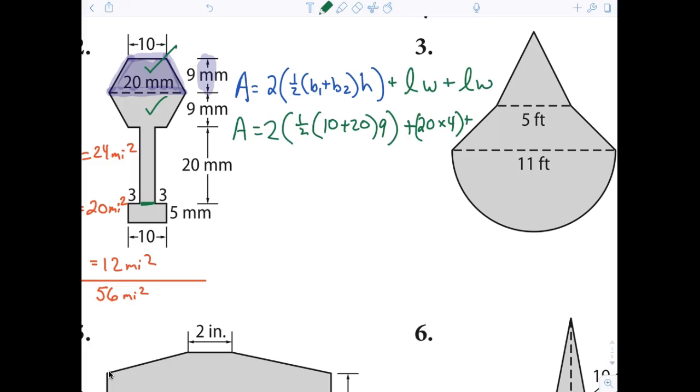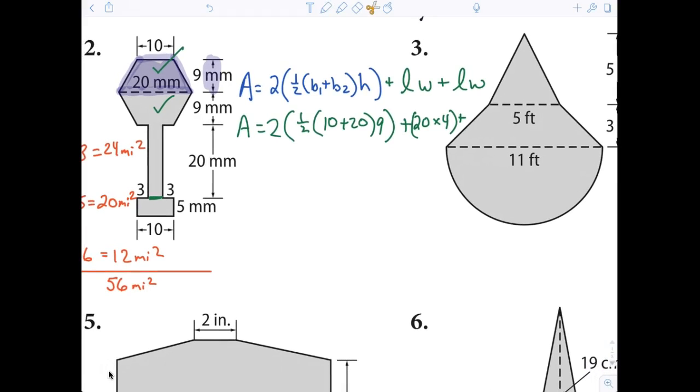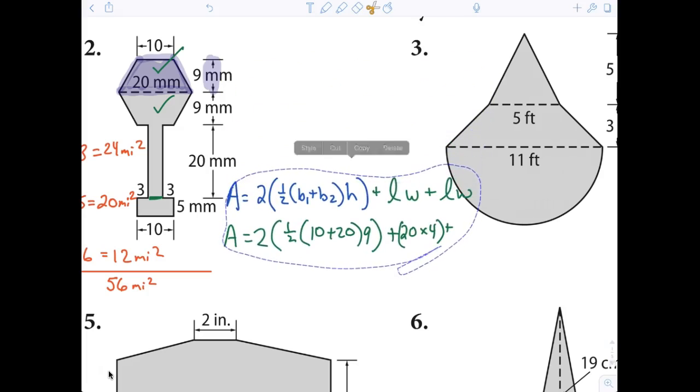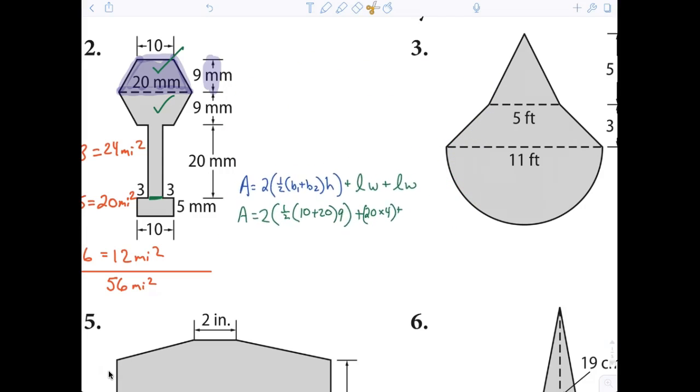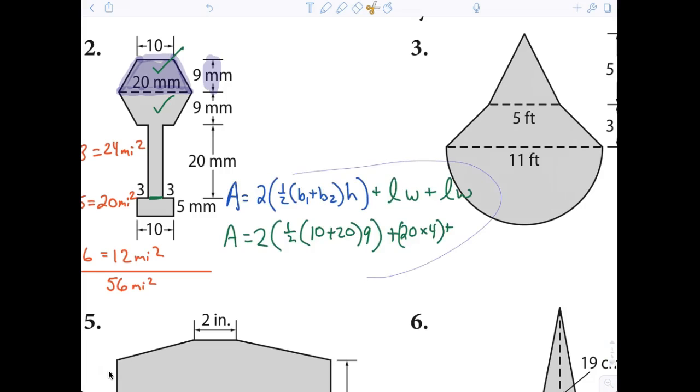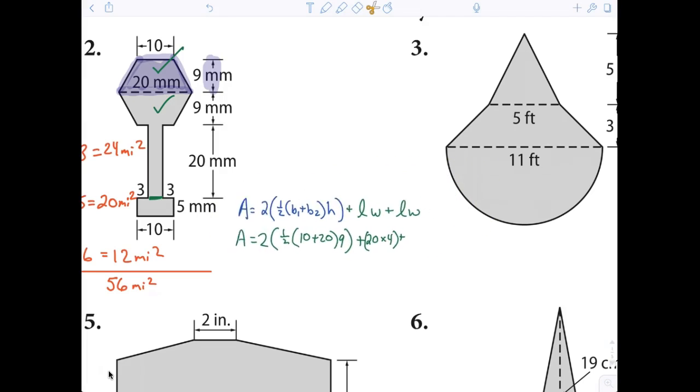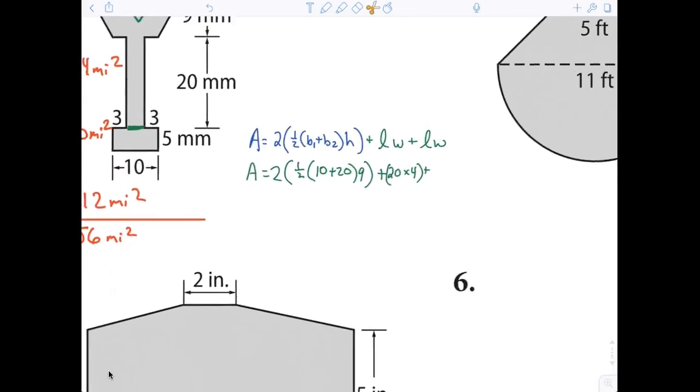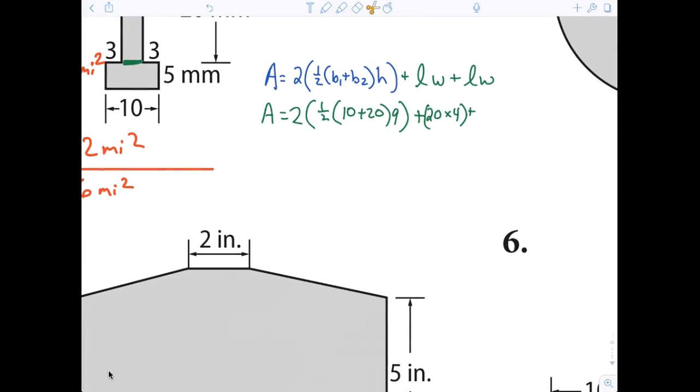Plus, what's the other one? 10 by what? Someone help him. 10 by 5. I'm not sure if 5 is correct, so don't just say it's correct. This rectangle right here is what we're talking about, right? What are the dimensions of that triangle? Does everybody see it's 10 and 5? Right, so it'd be plus 10 times 5.